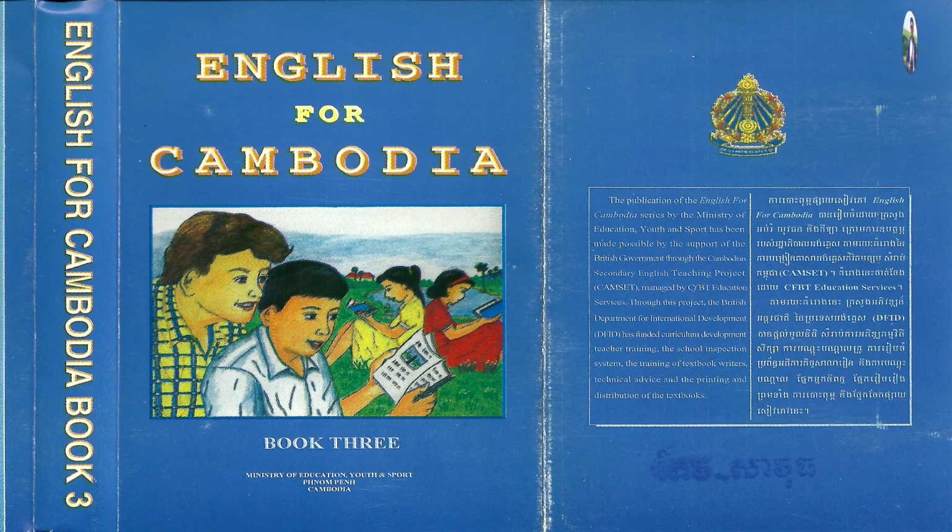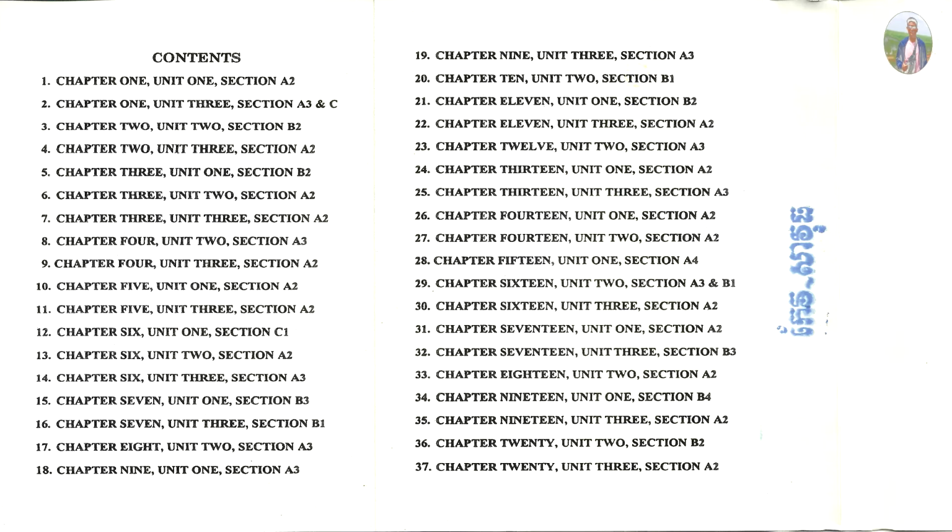Chapter 1, Unit 1, Planting Rice. Section A2. Now listen to the story and dialogue. Kyle Sachita and her friend, Dr. Mary Smith, are looking at a farm in Samrong.